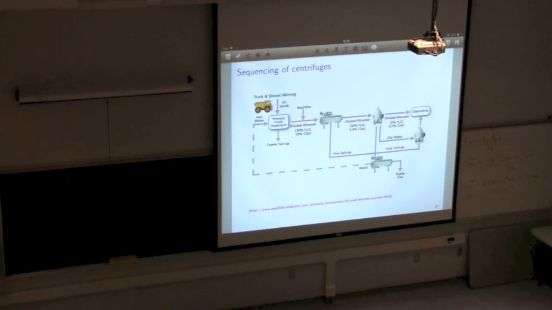Okay. Has anyone worked in the oil sands and seen some of these centrifuges? Yeah, a few hands, a couple of people. Some of you have come and spoken to me about it. So these are very common in that industry: a scroll centrifuge and then a disc centrifuge.